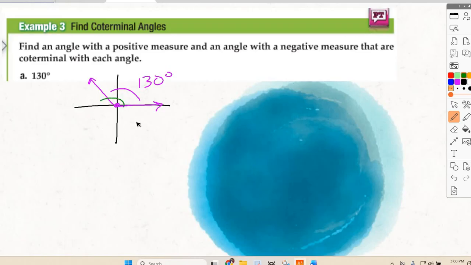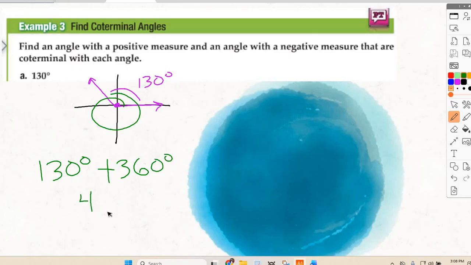Okay, so if I want to go all the way around, but still end up back there, how would I find what that angle measures? 360 plus 130. Yeah, so I can take 130 and add 360. And what do we get? 490. Agreed.